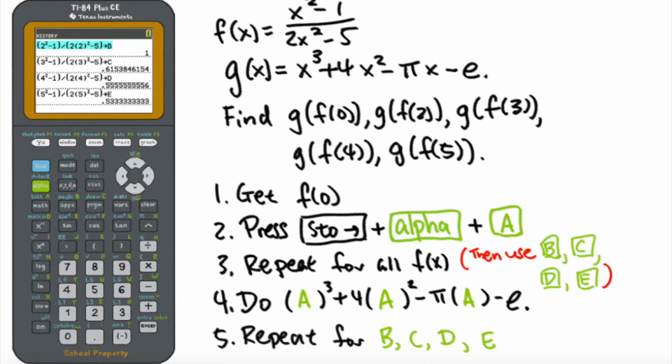Now let's do the same thing with g of x and input all of those f of x values. So now we can simply just type g of A, g of B, g of C, g of D, and g of E, and just put that into the formula. You can second enter and do all that.